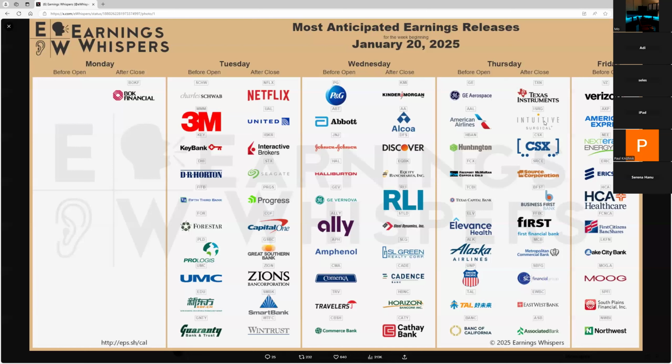ISRG already broke to a new all-time high. This stock is almost near 600 right now. That's pretty much it. Comes American Express. Yeah, nothing too crazy.